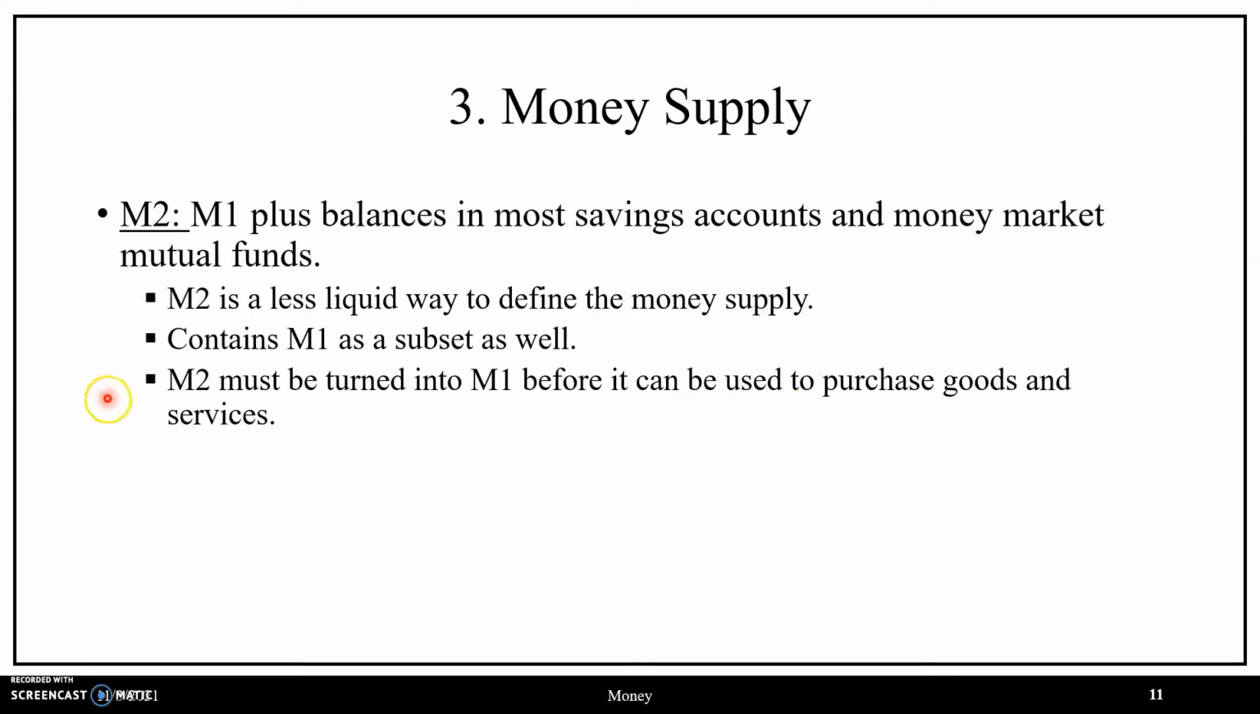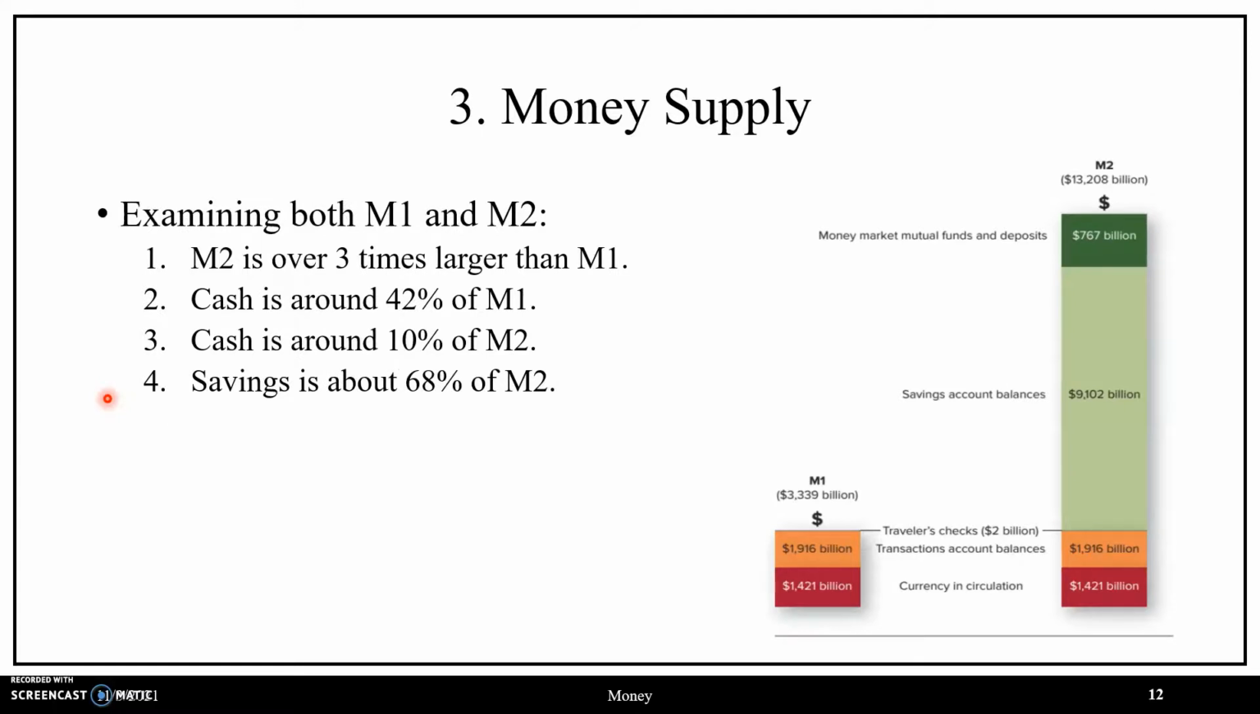So what we have then is an extra step in that the M2 money supply must be turned into the M1 money supply before it can be used to purchase goods and services. Therefore, it's a little less liquid as a result. So then with our two definitions in place of the money supply, both M1 and M2, let us look at a graphical illustration of the two.